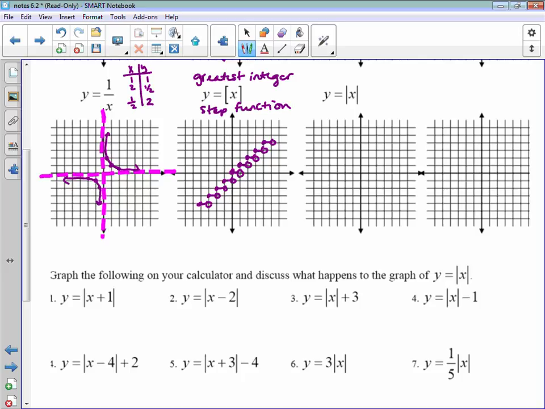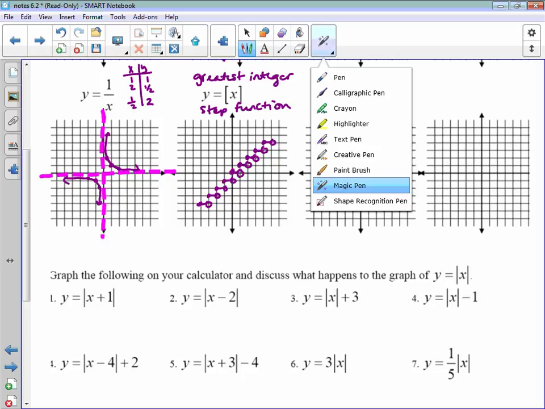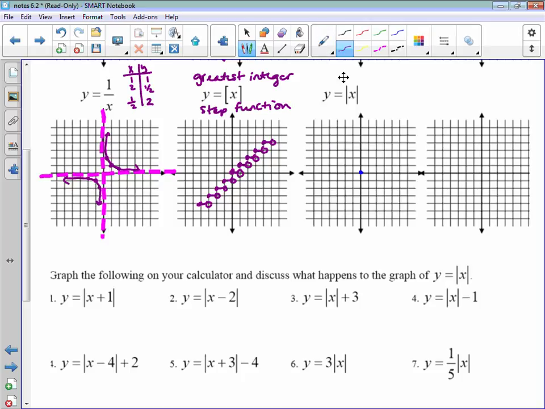All right, guys, the last one there is absolute value. Did you guys know what this one looked like? It's a V. All right, 0, 0, 1, 1, 2, 2. You okay with that? Okay. So those are your parent graphs that you have to know.